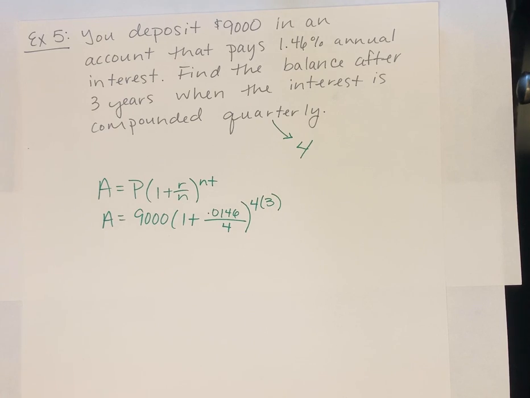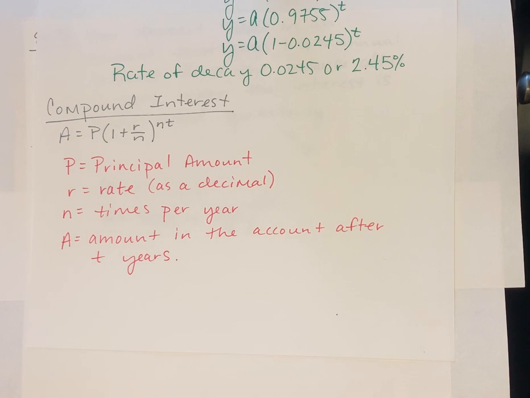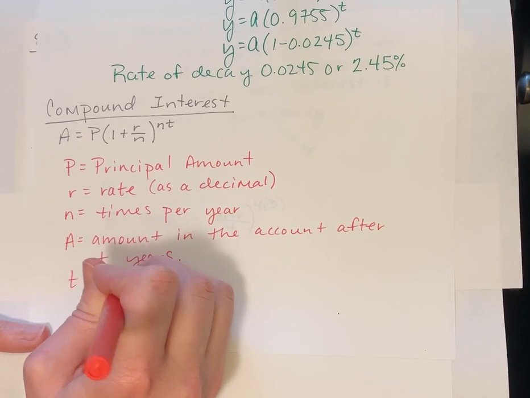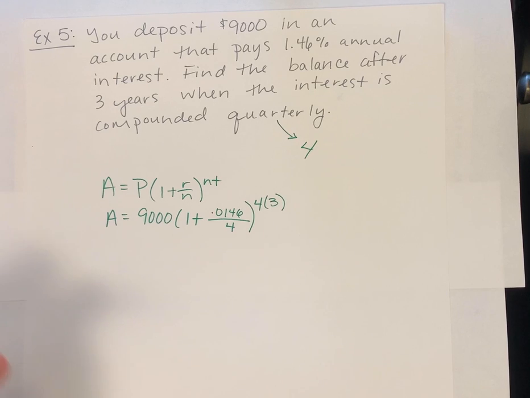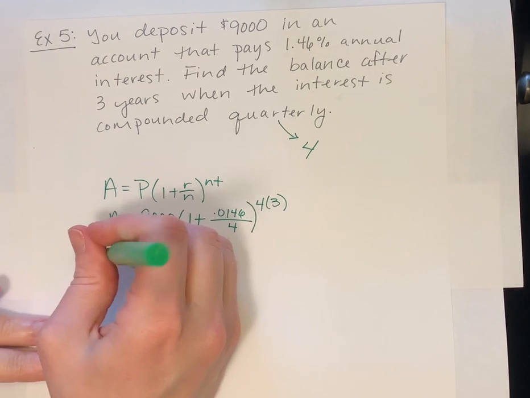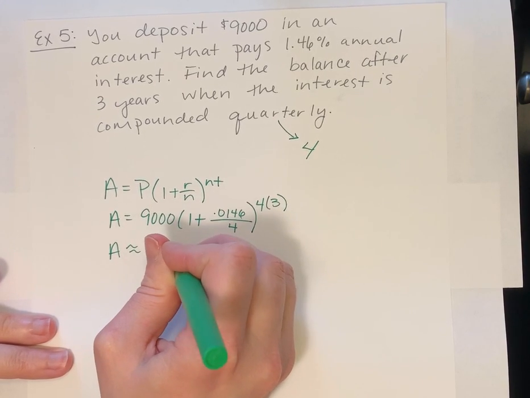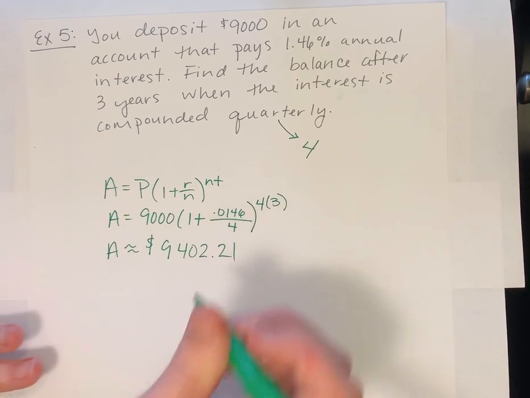I think I forgot to write T on our last one. If you go back to your equation, T is the time. Okay, sorry, I missed that. All right, so you're just gonna put this in your calculator, and you should end up with A being approximately $9,402.21.